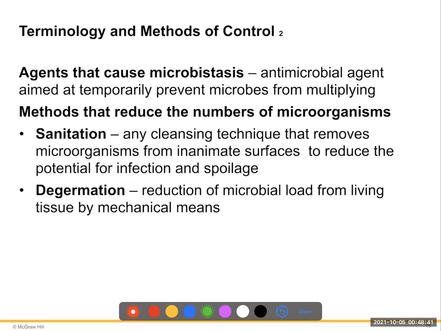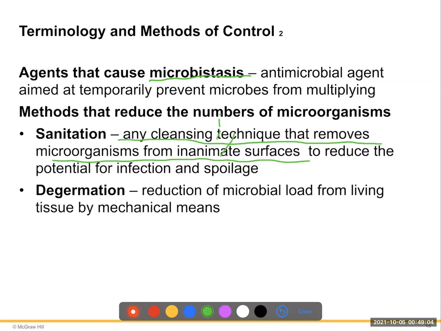Agents that cause microbiostasis. Okay. Antimicrobial agents aimed at temporarily preventing microbes from multiplying. Okay. Methods that reduce the number of microorganisms: sanitation, any cleansing technique that removes microorganisms from an inanimate surface to reduce the potential for infection or spoilage.